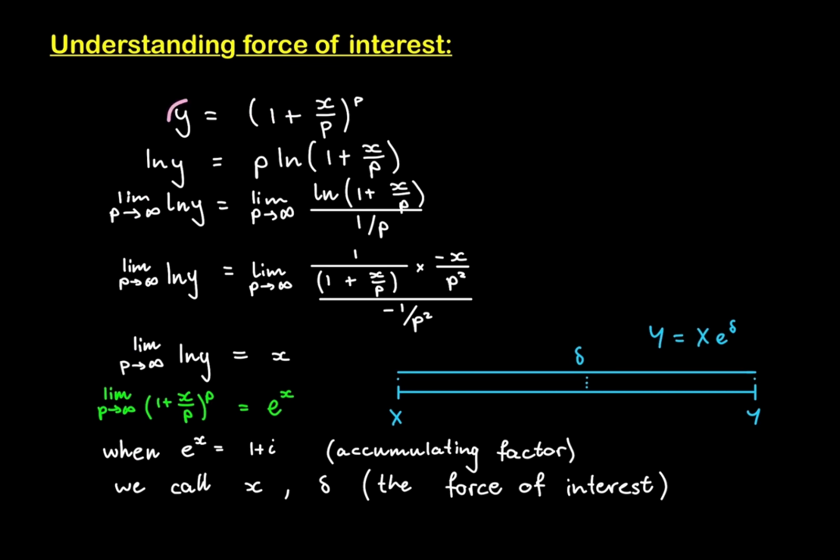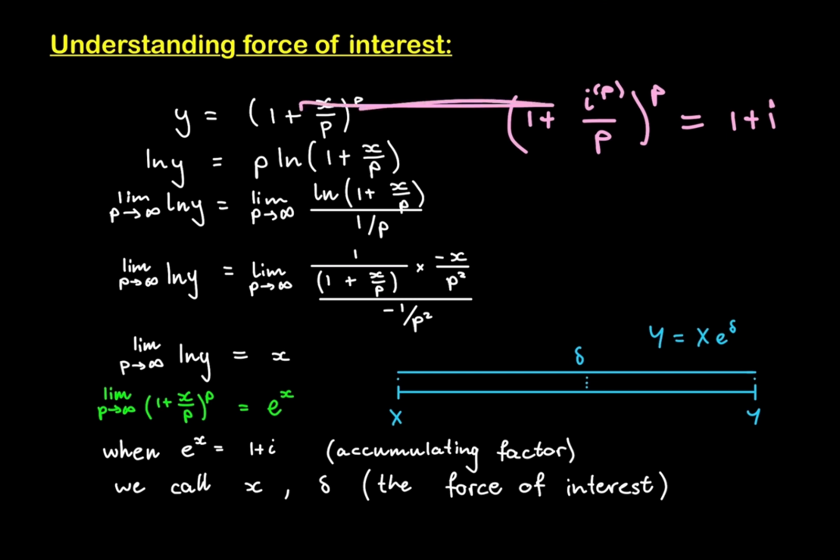So if we have y is equal to this function over here, (1 plus x over p) to the power of p. Now that should remind you of (1 plus i^(p) over p) to the power of p, which is equal to 1 plus i. That's our effective interest factor. And this is the same factor, obviously, because it's an equal sign, but this is a nominal interest, this i^(p). So this here should somewhat resemble that. The x should resemble the i^(p), and then obviously the p's are the same.